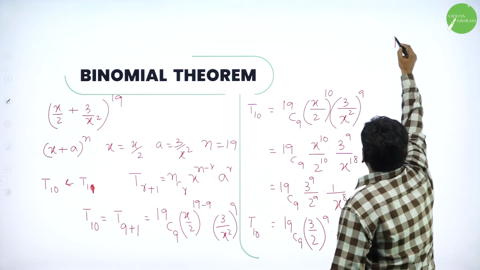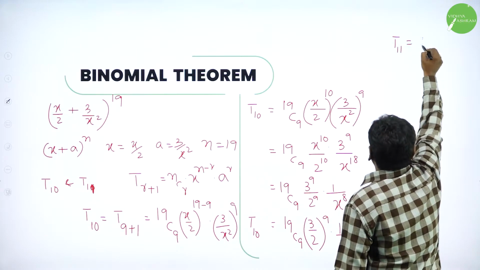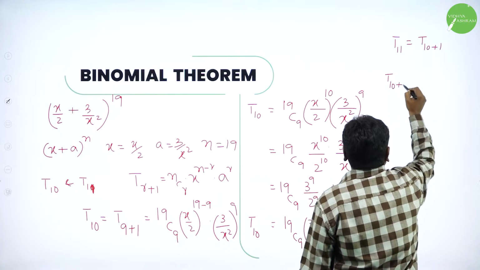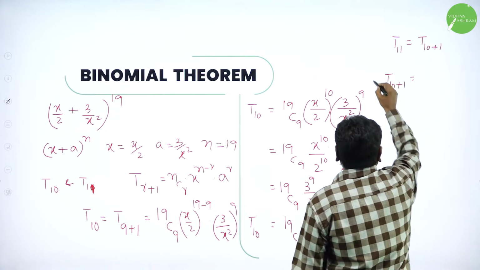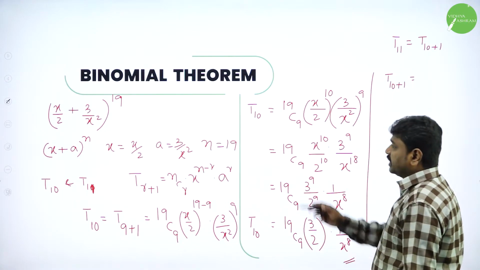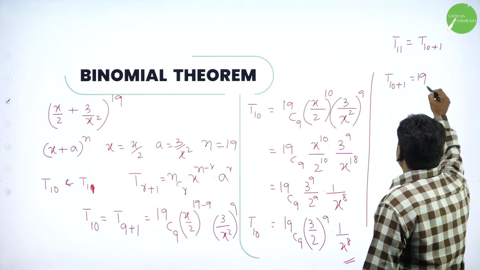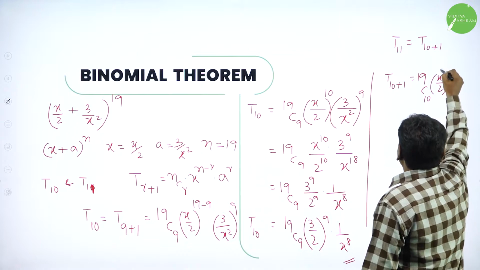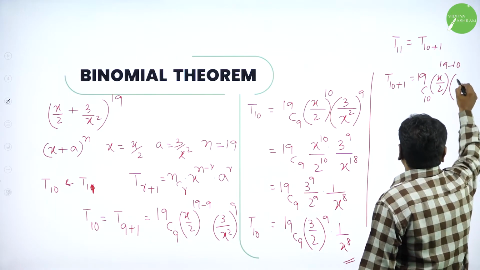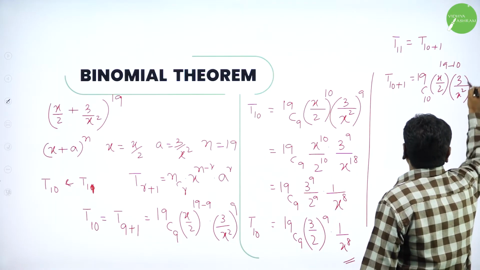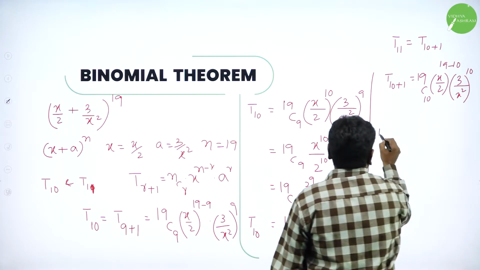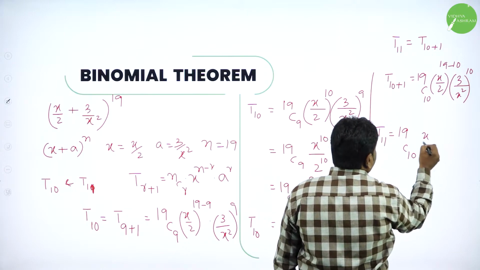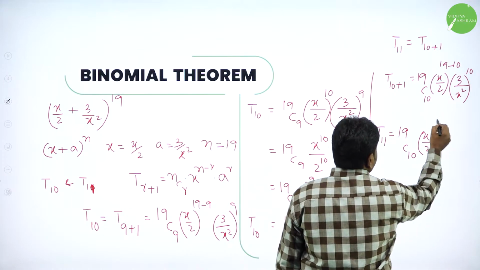So how to find T11? You can write it as T(10 plus 1). Now use the formula. T(r plus 1) is nCr. So what is n here? n is 19. Cr, r is 10. And the first term is (x by 2) power 19 minus 10, a, the second term, (3 by x square) power r. r is what? 10. Simplify this. So T11 is 19C10 (x by 2) power 19 minus 10, which is 9.